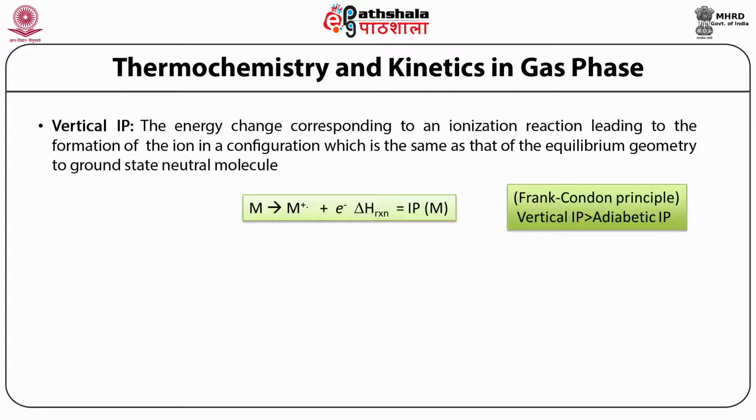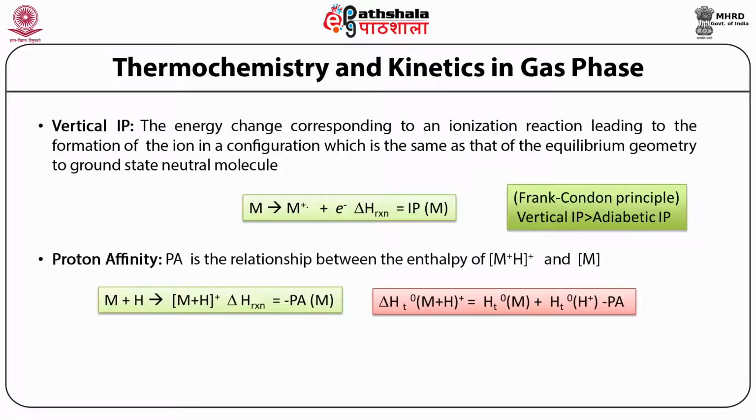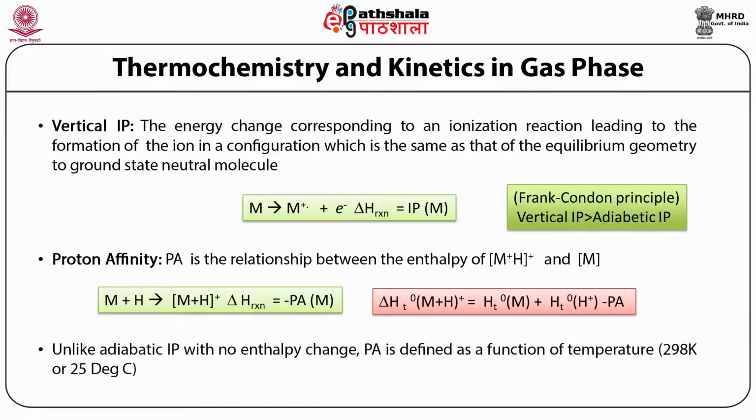The proton affinity is a relationship between the enthalpy of the pseudomolecular ion, that is the M plus H plus ion, and the molecule M. So this is being defined by these equations. Unlike adiabatic IP, with no enthalpy change, the proton affinity is defined as a function of temperature, at 25 degrees centigrade.